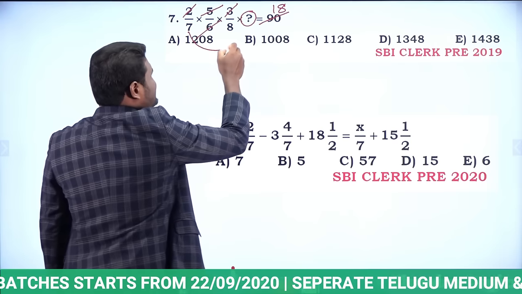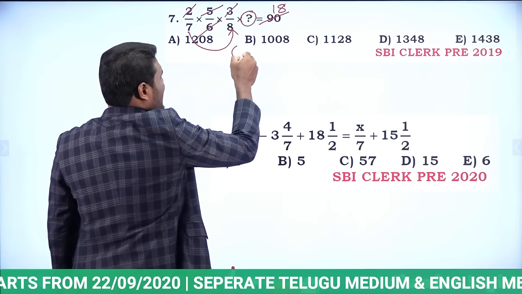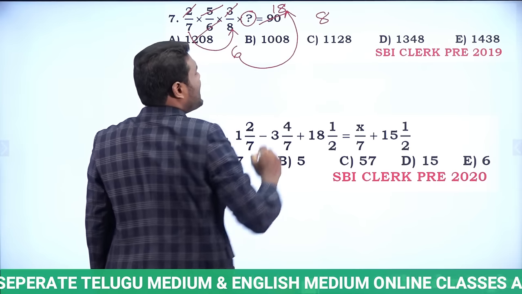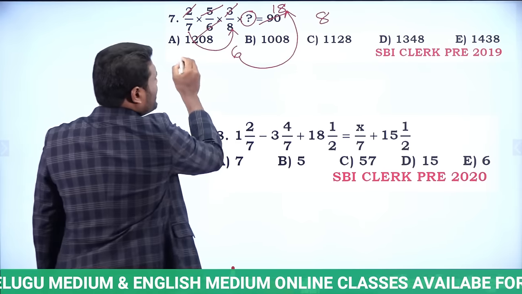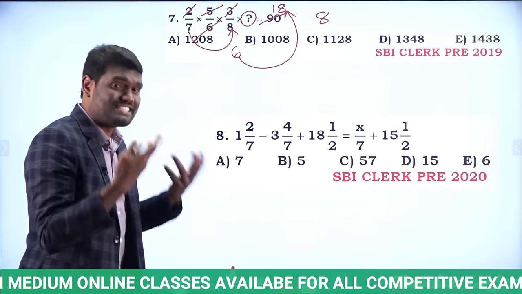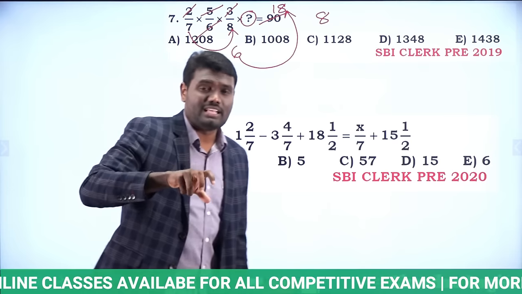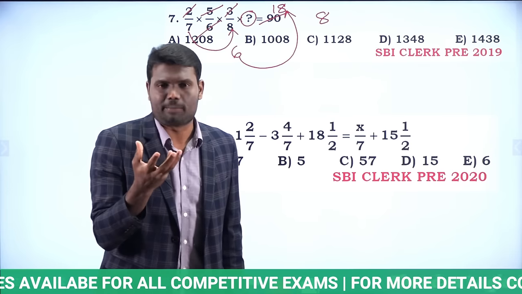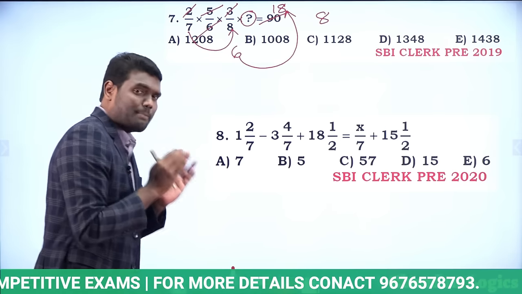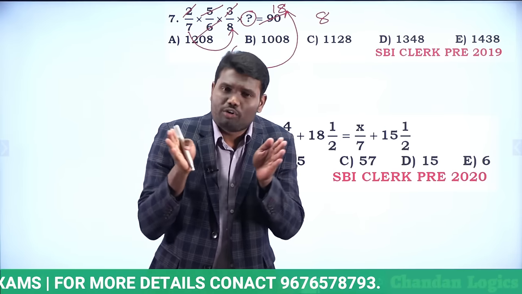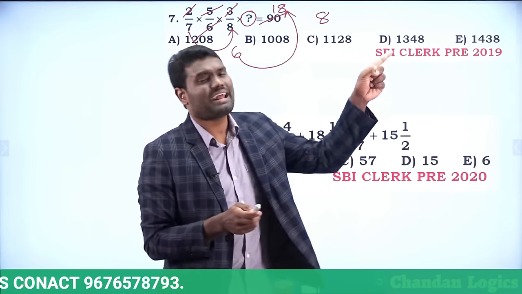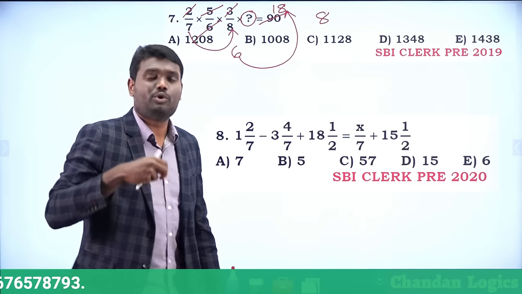Now this will be 7 times 8 is 56, last digit is 6. 6 times 8 is 48, last digit should be 8. If you observe here, all the digits are having the same last digit. What I will be doing is, now I will do the digital sum. Already you know what digital sum is. Digital sum is nothing but whatever number you have, you need to add all the digits together and make it a single digit. If you observe here, all of them are having 8, 8, 8. That is the reason I'm doing the digital sum.